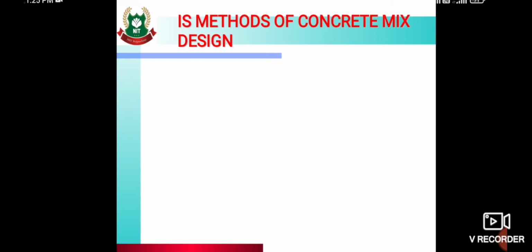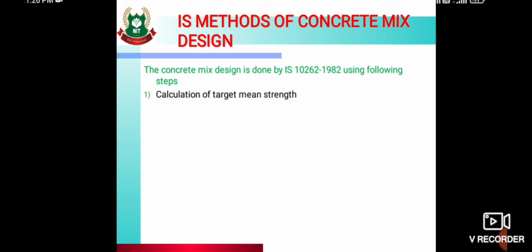Then the IS method of concrete mix design, that is, the Indian Standard method of concrete mix design. The concrete mix is designed by IS 10262-1982 using the following steps. Nowadays IS 10262-2000 is also used for designing a mix, but we have to study IS 10262-1982, as given in your syllabus.